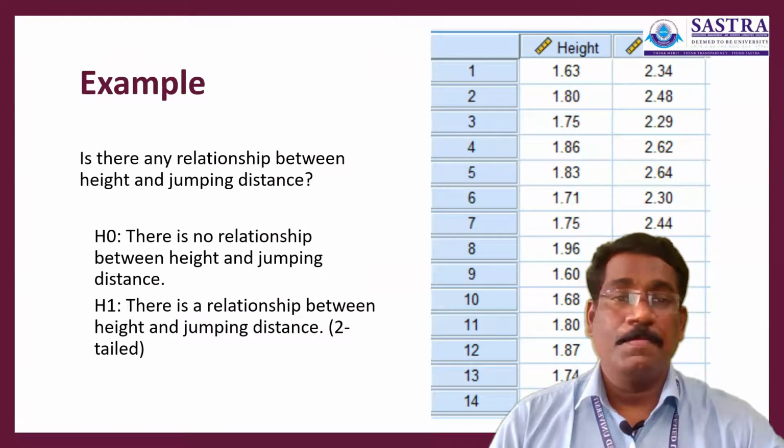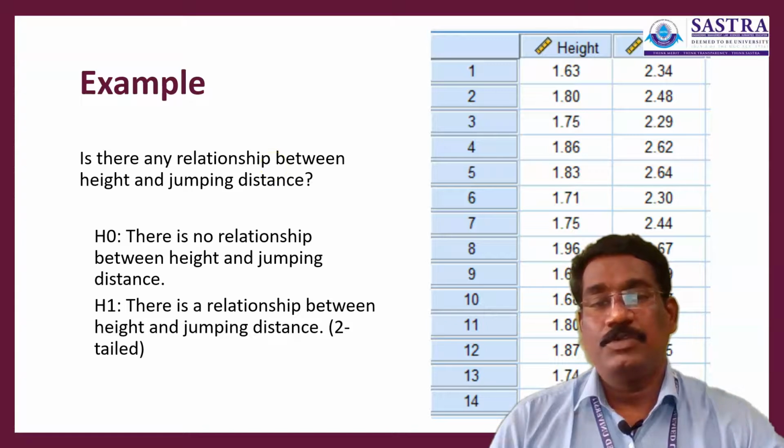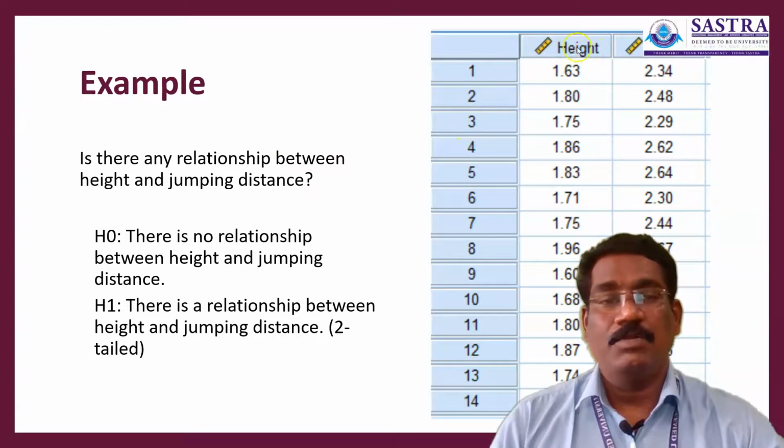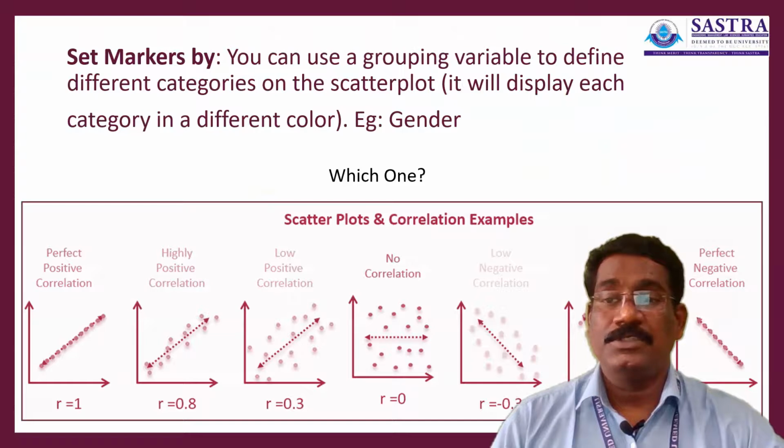So we have tried to find out the relationship using SPSS analysis. Hope you all know you can download the SPSS student version and explore that. There are two variables given, height and jumping distance, and you try to find out the relationship between height and distance. Either there is no relationship, or there is a relationship. We have come out with a null hypothesis and an alternative hypothesis.